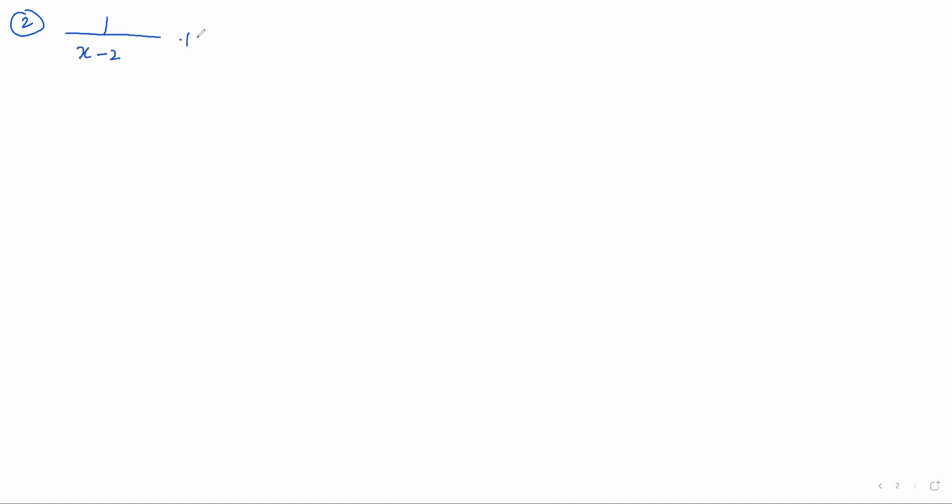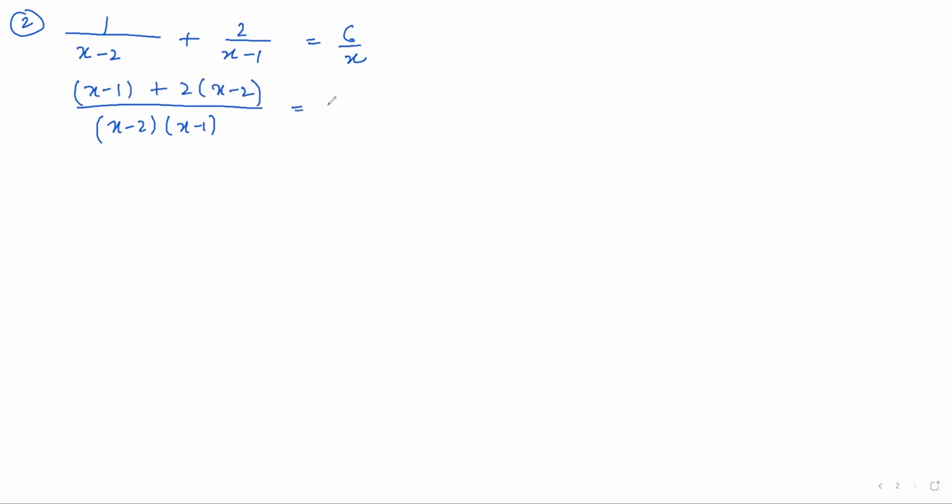What exactly you did: plus 2 upon x minus 1 is equal to 6 by x. So whenever you are adding fractions, the only thing is to take LCM, nothing else can be done. So simply start by taking LCM. So the LCM becomes x minus 2 into x minus 1, correct? Now here x minus 1 will come plus 2 into x minus 2. Sarah, is this step understood or not? Any confusion? No, ma'am. Okay.